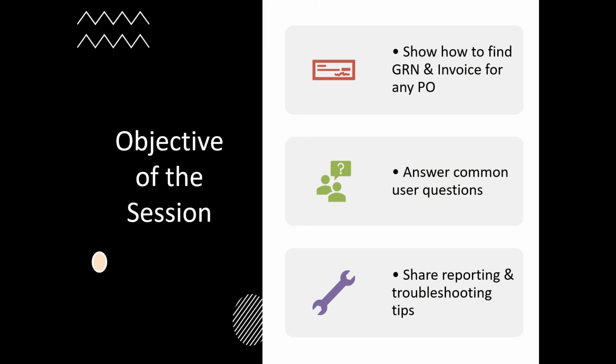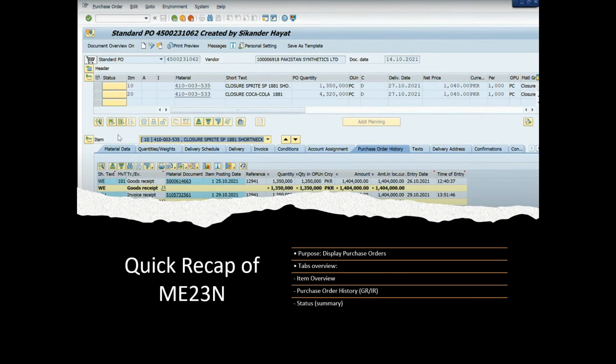In the start, the objective of this session is to show how to find GRN and invoice for any PO. Then we will be answering some more common questions and sharing some reporting and troubleshooting tips if you are facing any problems in these reports. This is the basic purpose of this video. So, just a quick recap.